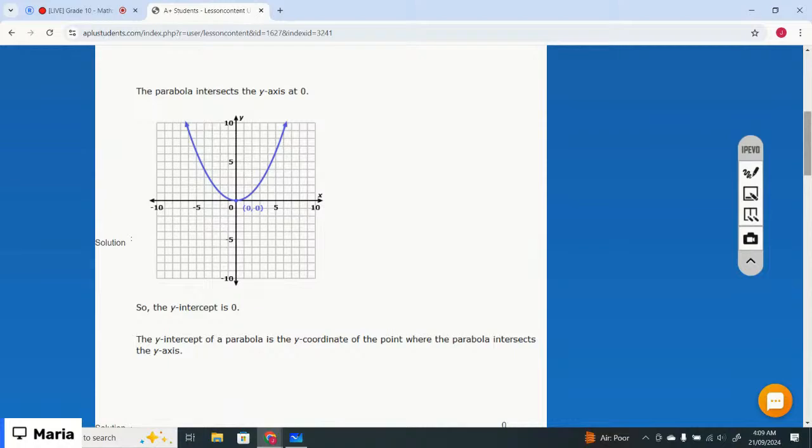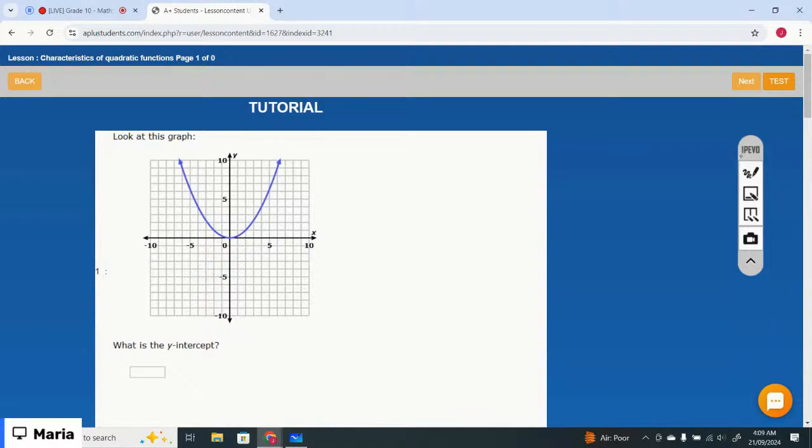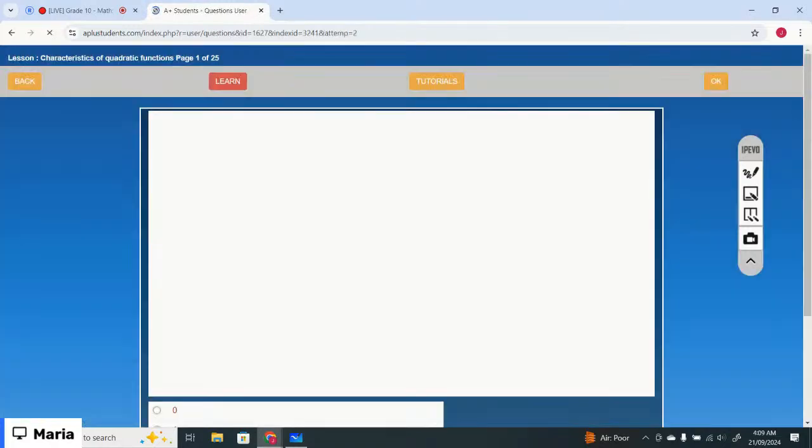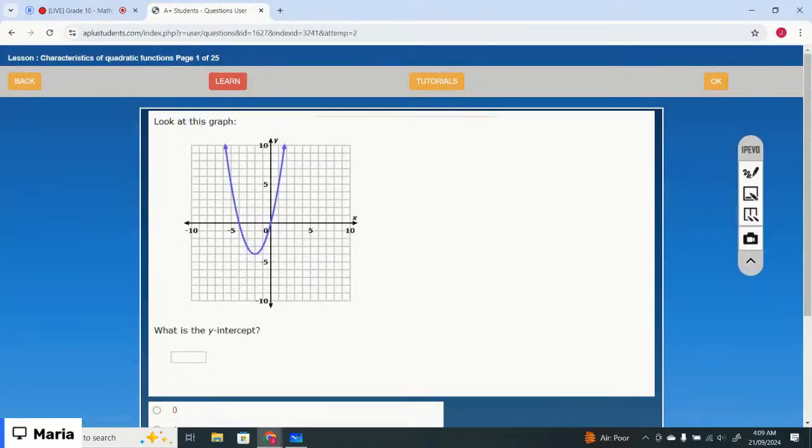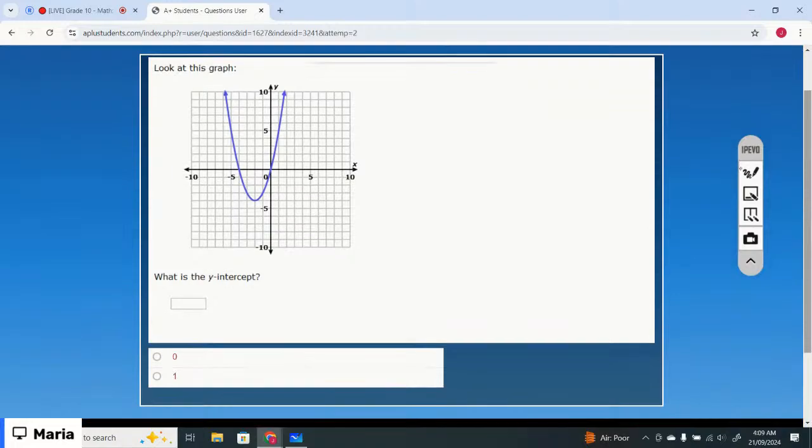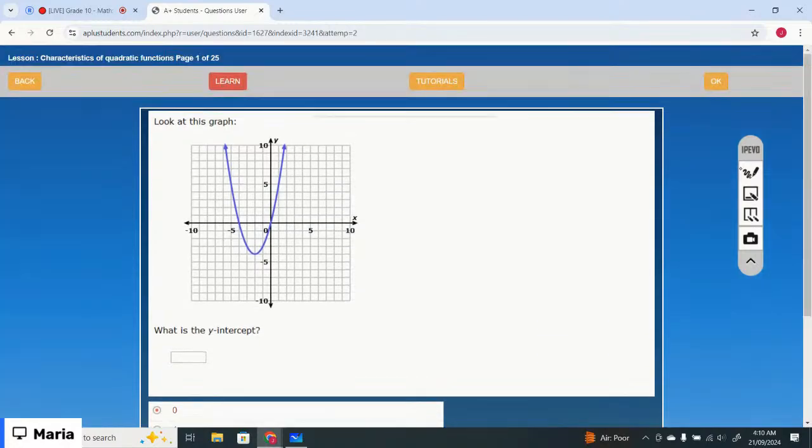Okay, let's start with the test questions. Look at this graph. What is the y-intercept? The y-intercept is the point where the graph is intersecting the y-axis, right? So the graph is passing through the origin, so that means the y-intercept is 0. Option number 1 is the correct option, right?